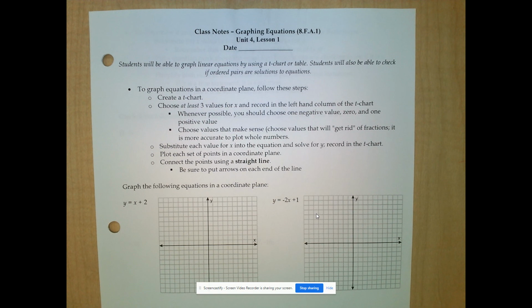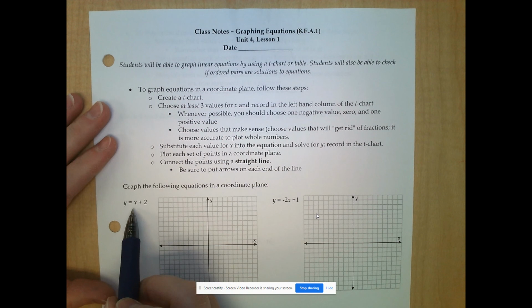One of the things we need to talk about when we're talking about graphing equations is the coordinate grid, and how do we get numbers on a coordinate grid. So the first thing we're going to do is start by making a T-chart. That is going to be our first plan of action. We need to be able to choose at least 3 values for x.